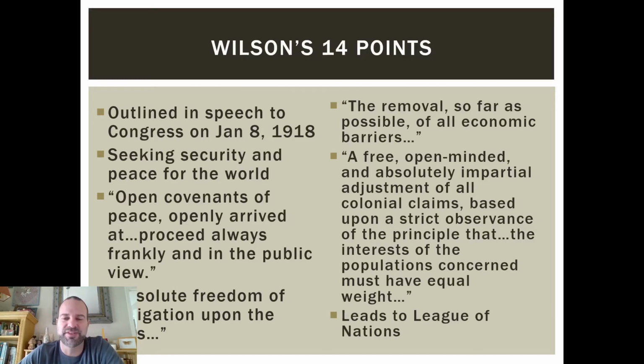deciding who owns what colonies based upon a strict observance of the principle that the interests of the populations concerned must have equal weight. So in other words, these colonial populations, for example, the Philippines, which the U.S. owns at this time, the populations have to be involved in the decision-making, have equal weight. Or rather, I guess it says their interests, so not necessarily decision-making. But it's an interesting concept that obviously hasn't happened and doesn't really happen after this either. But in the context of talking about the U.S. as an empire, it's an interesting point to have among his ideas for seeking security in the world.